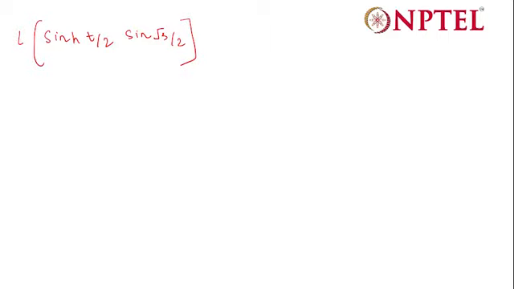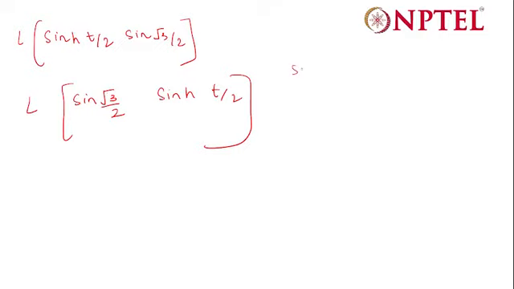Okay, here sine root 3 by 2 is a constant function, right? Write it as sine 3 by 2 times sinh t by 2. So you can solve this question in two ways. Firstly, you write sine 3 by 2 in terms of e to the power something.